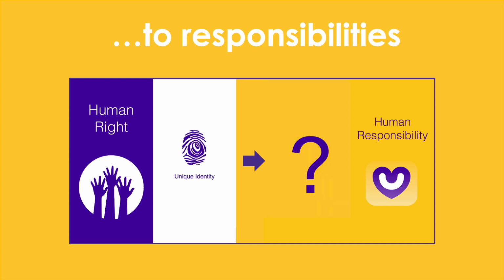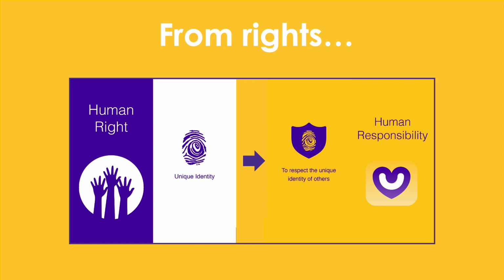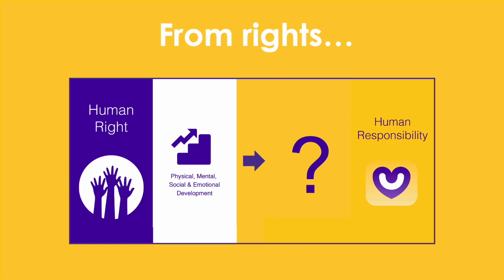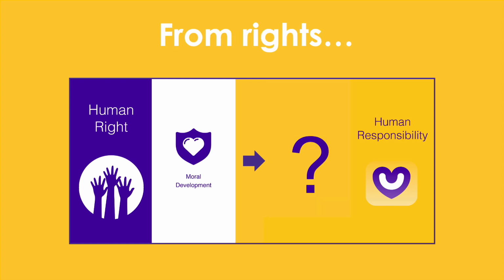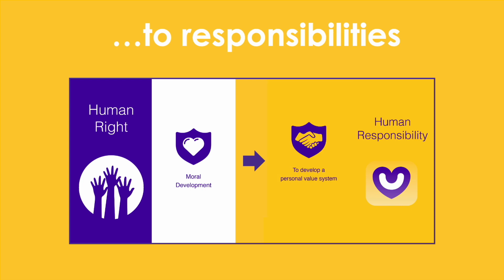If you have a human right to a unique identity, your human responsibility is to respect and appreciate the unique identity of others. If you have a human right to physical, mental, social, and emotional development, your human responsibility is to develop your own body, mind, emotions, and social skills. If you have a human right to moral development, your human responsibility is to develop a personal value system that doesn't infringe on the rights of others.